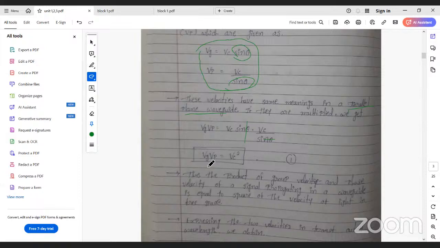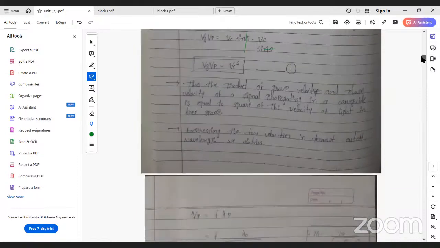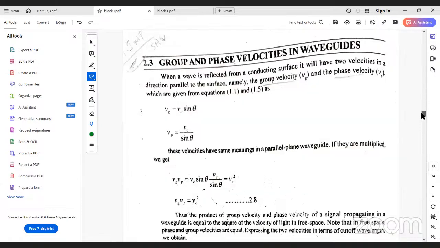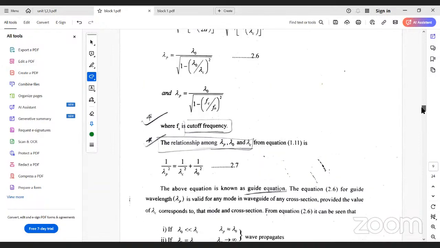Next, in the previous discussion, we used one equation, Vp equal to f lambda. Phase velocity Vp equal to frequency times lambda p. And here, I am substituting the value of lambda p. Lambda p equal to lambda naught by root of 1 minus lambda naught by lambda c whole square. You will get doubts about where we got this one. In this textbook, we have this one. I will show.